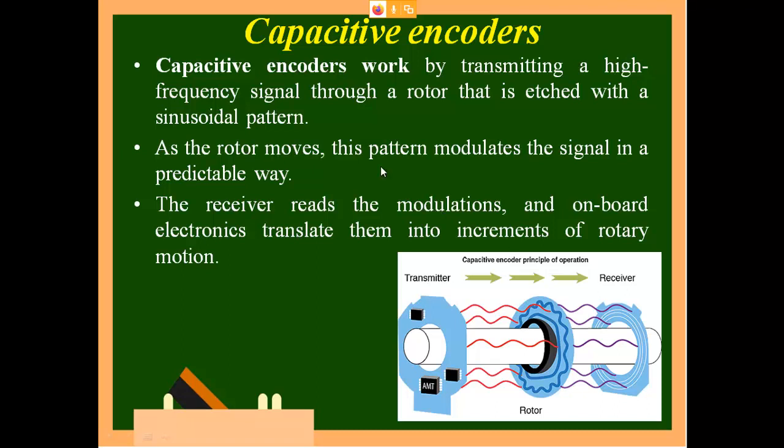As the rotor moves, the pattern modulates, which means the pattern of your high frequency gets modulated, and this modulated signal is a predictable wave. So I will have this structure such that the shape change can be recorded. The receiver reads the modulation, and onboard electronics translate it into increments of your rotary motion.